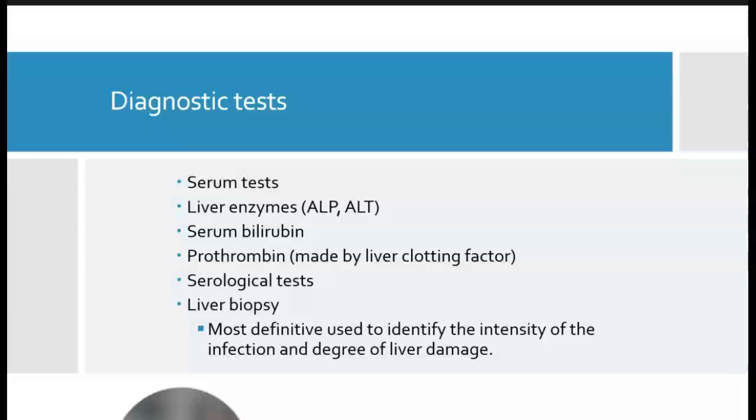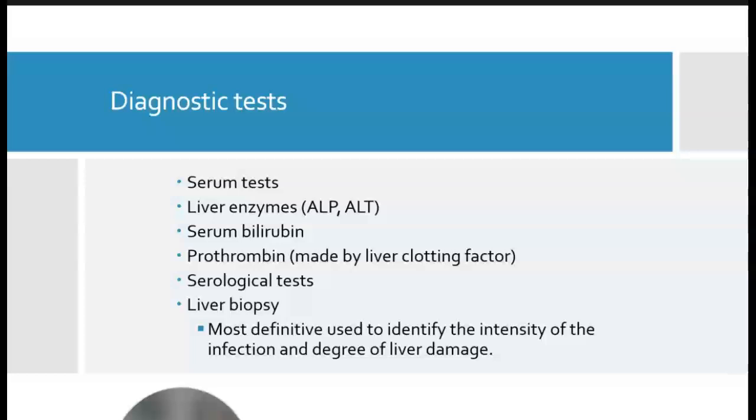A lot of times our people that have chronic inflammation or that chronic hepatitis, before they can have any types of surgeries or anything, they have to have all these clotting studies done to make sure that they're going to be able to clot after surgery. So lots of serological testing, and we can do a liver biopsy.